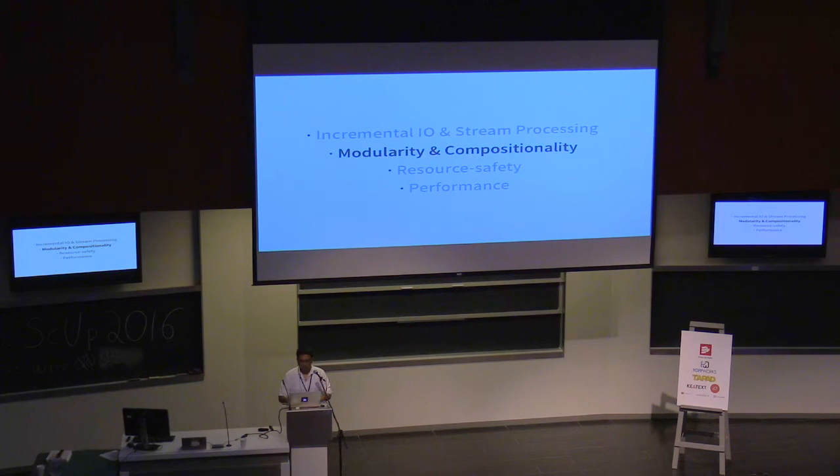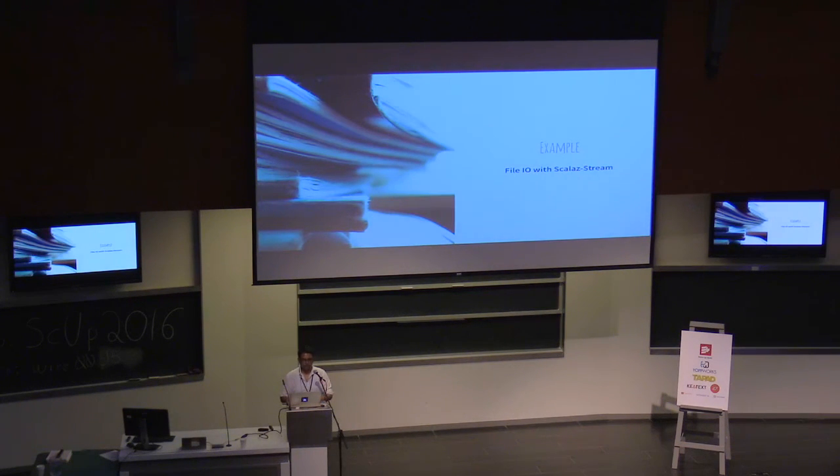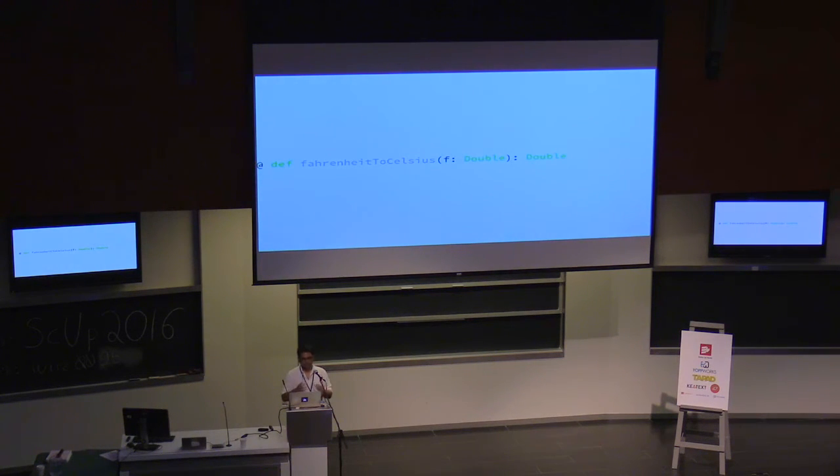In order to show you the rest of the examples that I have, I would like to import the following from the libraries, from Scalaz and Scalaz-Stream. To give you an example of how a Scalaz-Stream processing pipeline would look, let's do some file I/O with this framework. We have a function that takes a Fahrenheit value and converts it to Celsius. That's a simple function. Now we have a really big file where each line contains Fahrenheit temperatures, and our boss wants us to translate that to a Celsius equivalent. So how would you do it? You would read the file, do some processing on it, and then write it to a different file. That's how you usually do it.